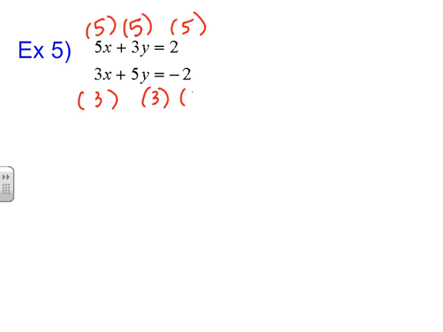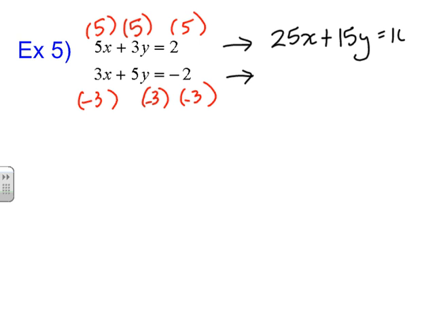Now that doesn't get me to an opposite sign. That gets me to both positive 15s. Now I need one of them to be negative because I need to change the sign. So I'm just going to make the bottom one negative. Doesn't matter which one you choose, just as long as one of them is, so that they have opposite signs of each other. So on top that would give us 25x plus 15y equals 10. And on the bottom we have negative 9x minus 15y equals positive 6.